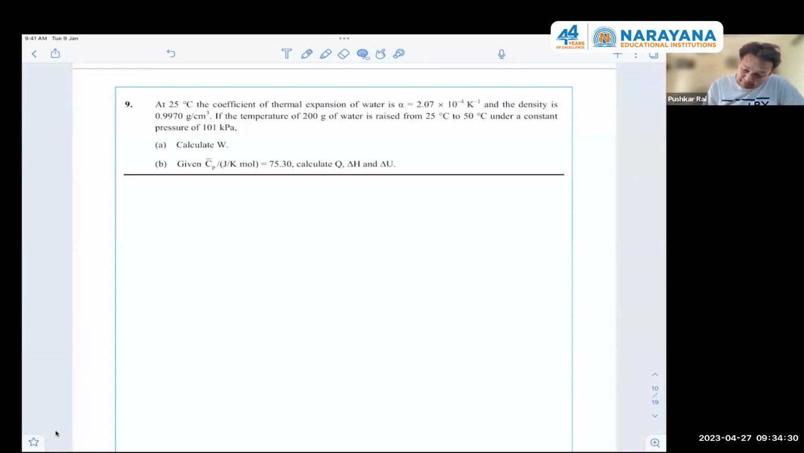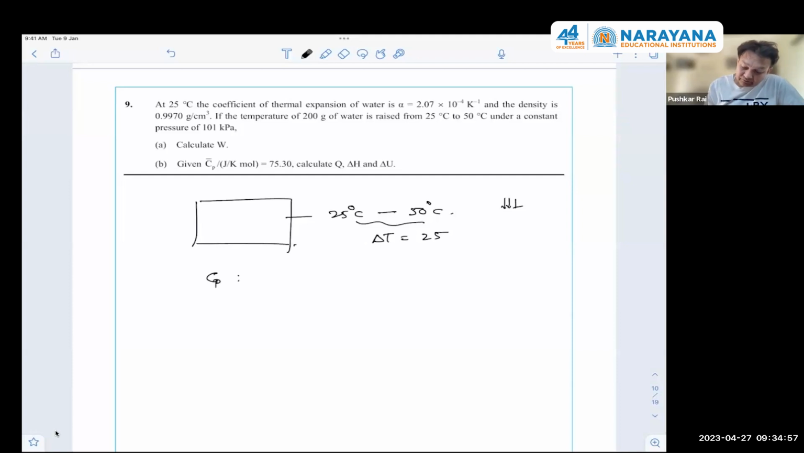So this question, what is happening? Temperature of water is raised from 25 degrees centigrade to 50 degrees centigrade. So what is the problem? Delta T is equal to 25. Good. Under a constant pressure. Okay, Cp is also given. So what is the problem? Calculate W.